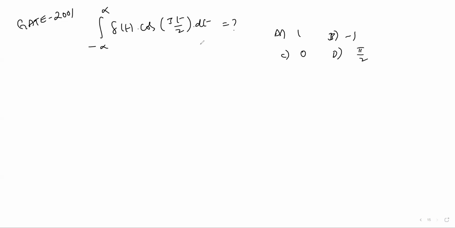I hope all of you get it. Shifting property. This is x of t. So x of 0, because here del of t means t naught value 0. So x of 0 means cos of 0. That is 1. So option A is the correct one. Simple question.